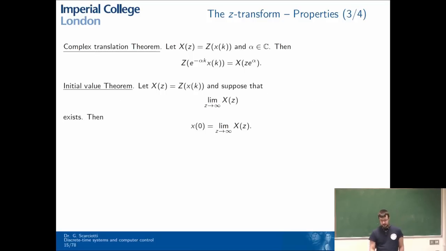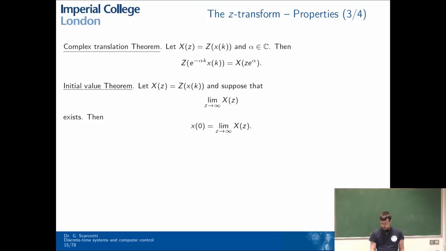The next property is the initial value theorem. The initial value theorem is a useful property, and if we read it, we see that the question is, what is the limit as z goes to infinity of F(z)? And we see that the answer is equal to the first value of the sequence. At first, this seems a quite surprising theorem. Why is it called the initial value theorem? It's called that because the initial value of the sequence is equal to this limit.